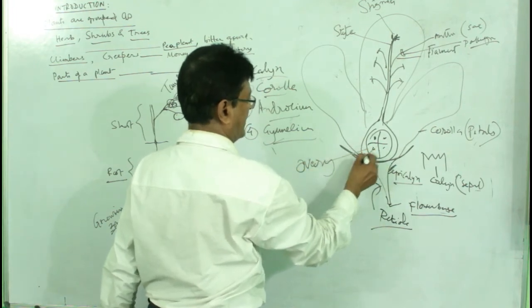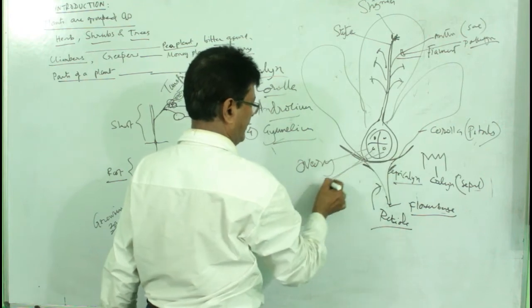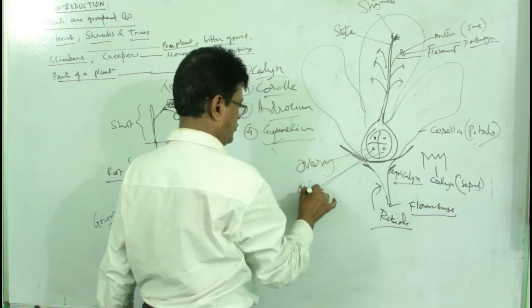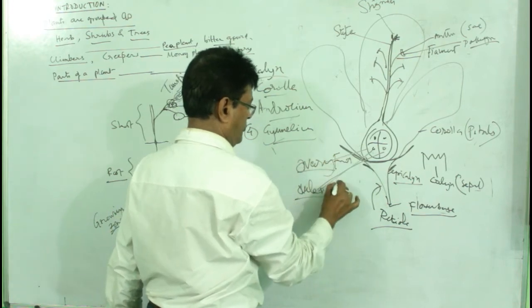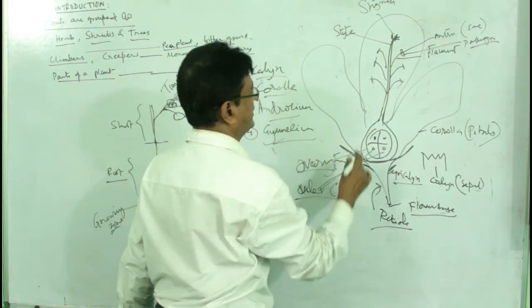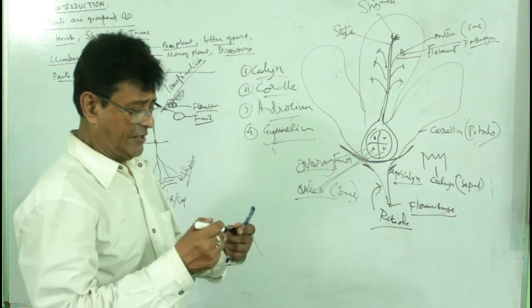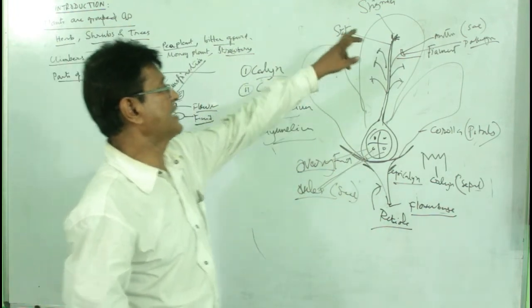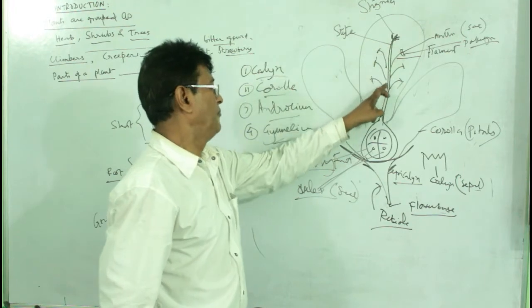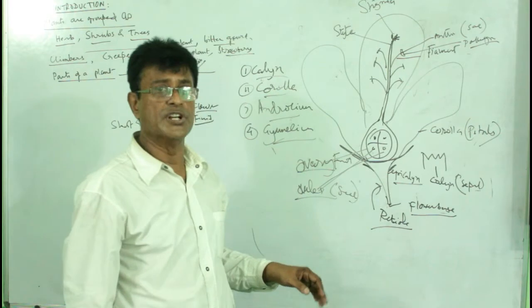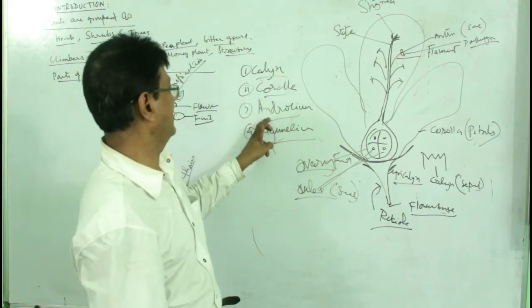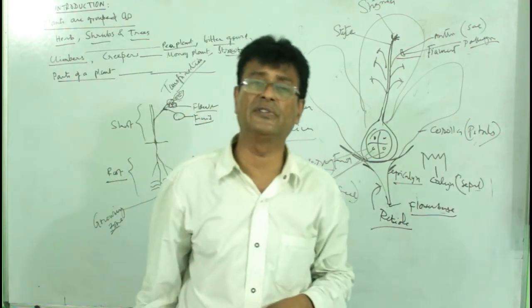And after the ovary, inside there are ovules. The ovary becomes fruit. Ovules become seed. So this is a complete flower. Now you see, this is the stigma, style, pollen tube, ovary, and the ovule. This is making the gynoecium, or the female part of the flower.